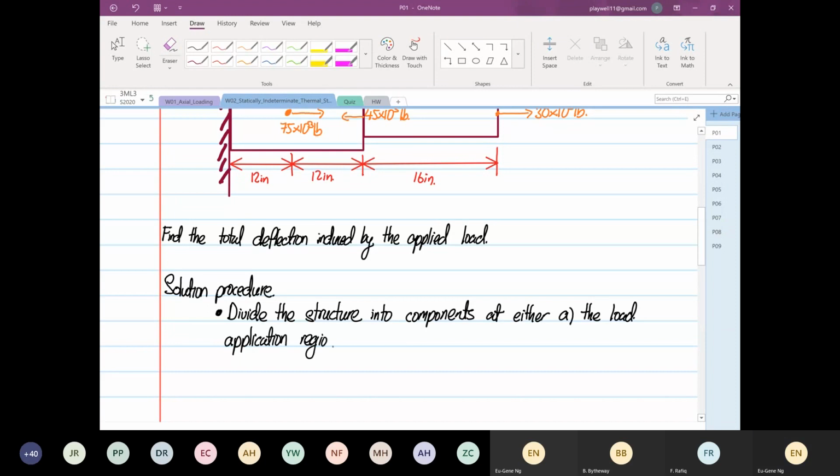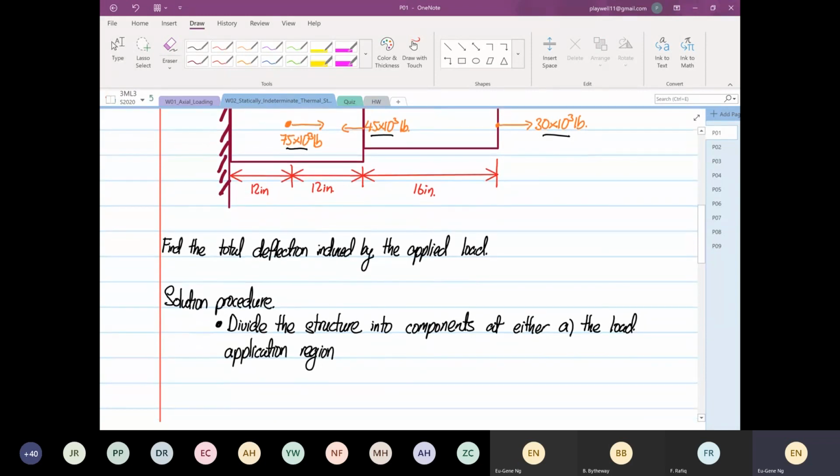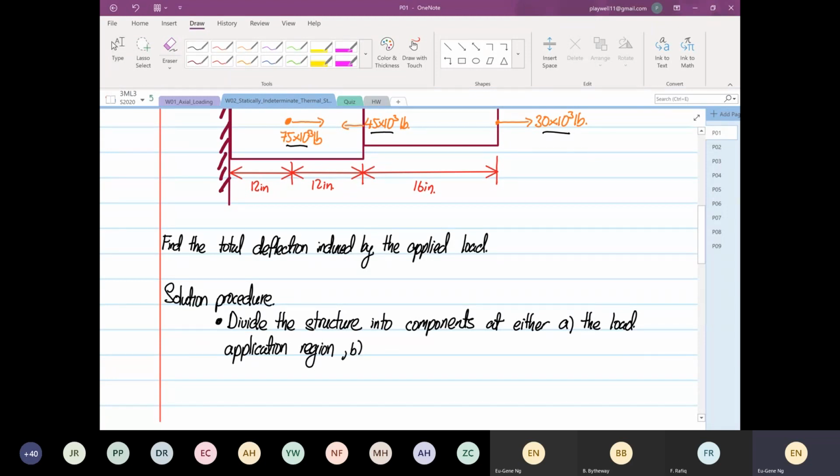For this case, the load application regions, from what we can see, are 75, 45, and 30 times 10 to the power 3 pounds. The next one by which you divide your components is the change in cross-sectional area. And C is based on the use of different materials.